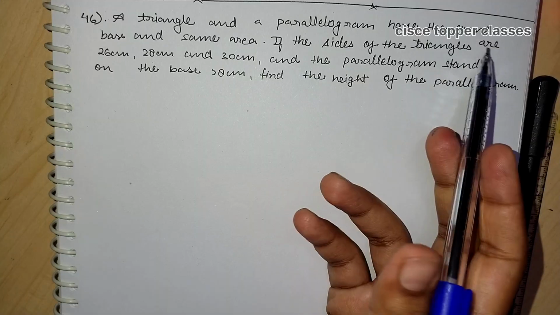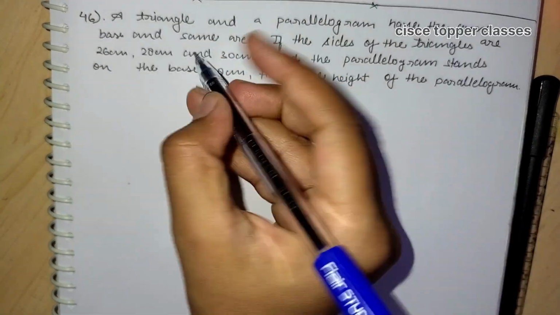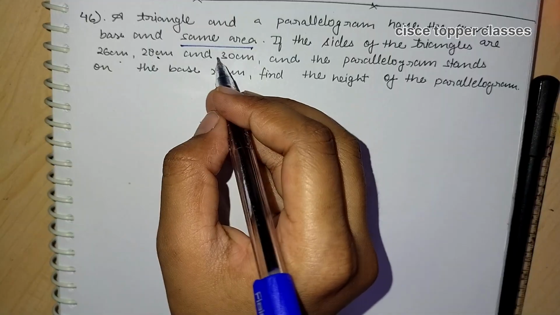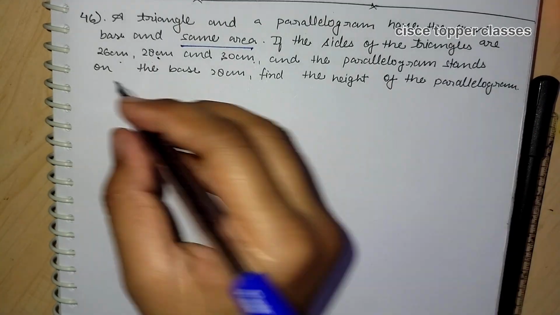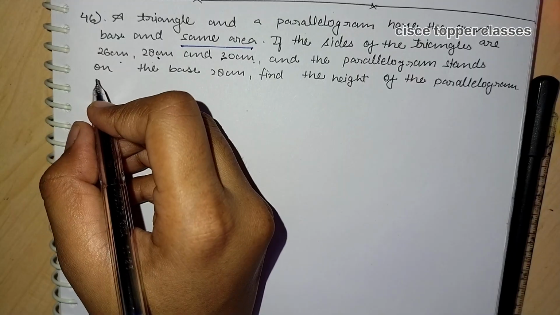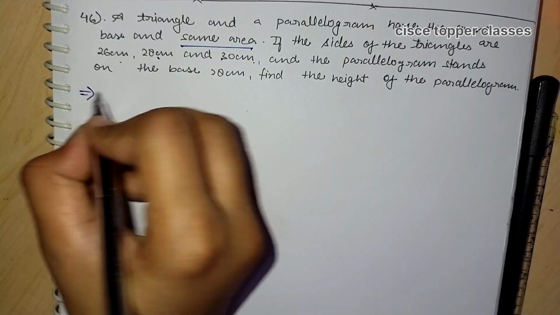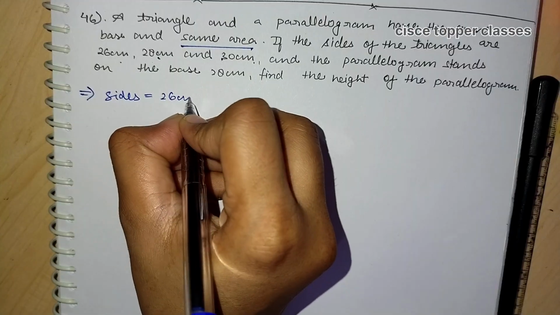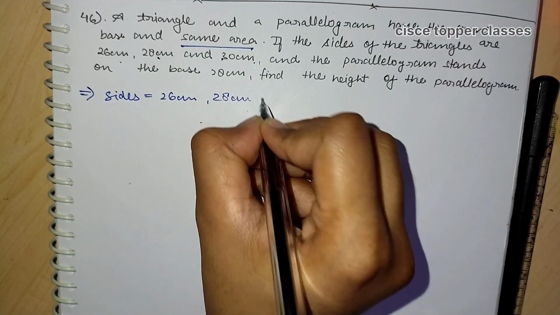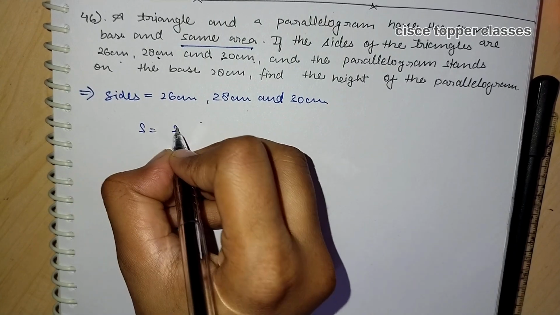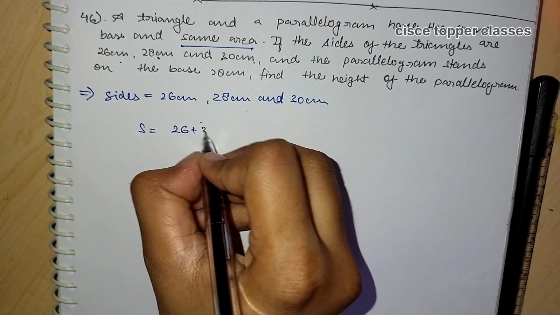A triangle and a parallelogram have the same base and same area. If the sides of the triangle are 26 centimeter, 28 centimeter and 30 centimeter, and the parallelogram stands on the base 28 centimeter, we have to find the height of the parallelogram here. To find the height, the given sides are 26 centimeter, 28 centimeter and 30 centimeter.